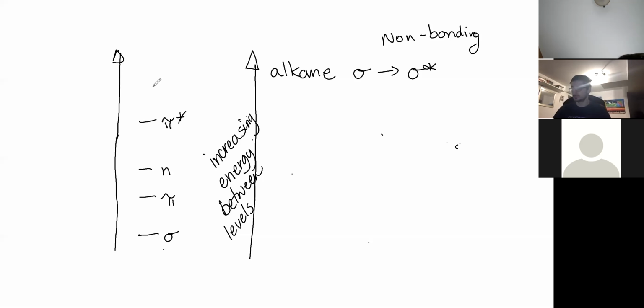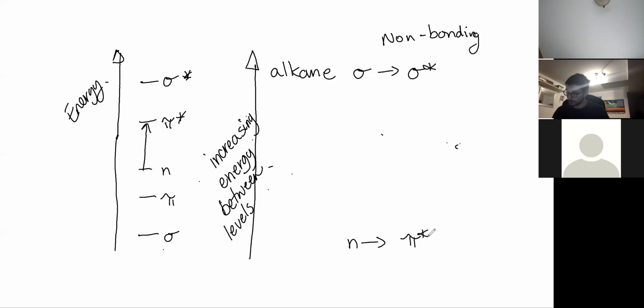Pi star. So this energy difference here, this is just energy. This would be the largest gap, right? Sigma all the way up to the sigma star. The shortest gap would be from a non-bonding electron to a pi star. So this would be the shortest, n to pi star.